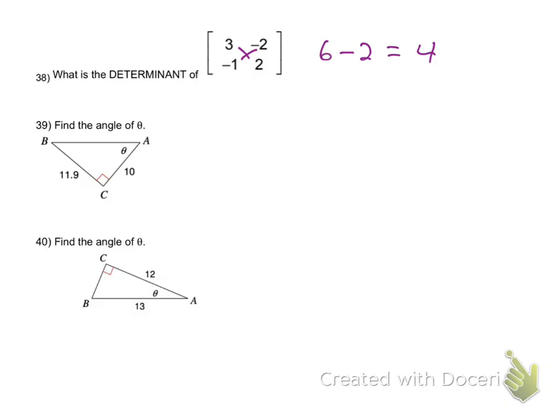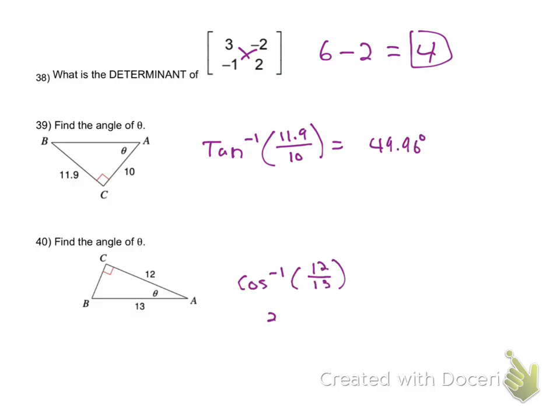39, that angle, looking at opposite over adjacent, so I'm going to do the inverse tangent of 11.9 over 10. Maybe 49.96. And 40, that's adjacent over hypotenuse, so I'm going to do the inverse cosine of 12 over 13, which gives me 22.62 degrees.